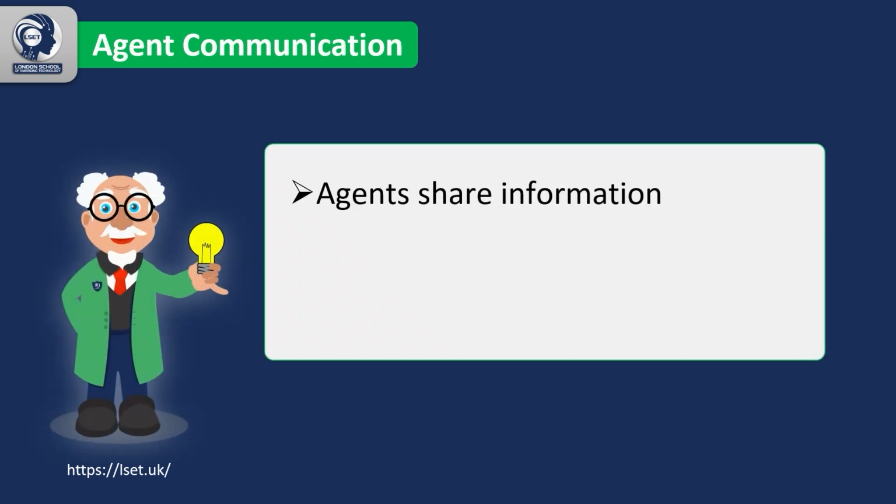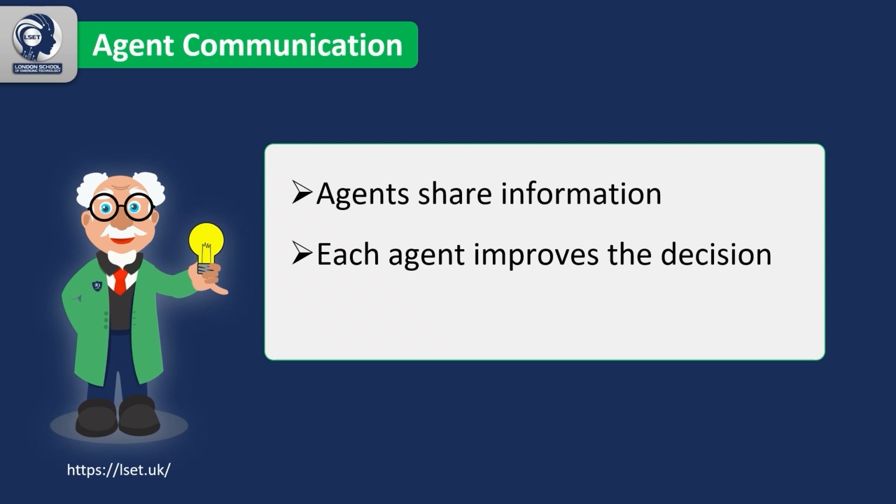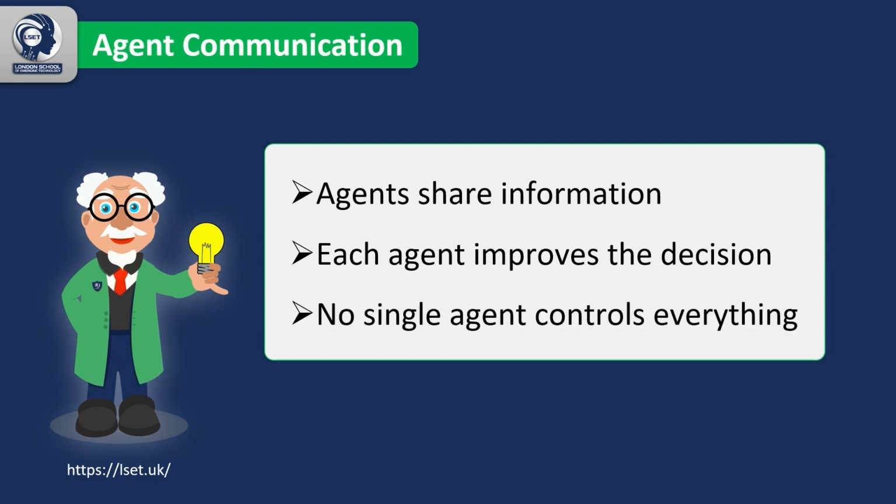In a multi-agent system, communication is key. Agents share information with one another as they work. Each agent contributes its own insight, helping to improve the overall decision. There is no single agent controlling everything. Instead, decisions are shaped through collaboration, making the system more balanced, flexible, and reliable.